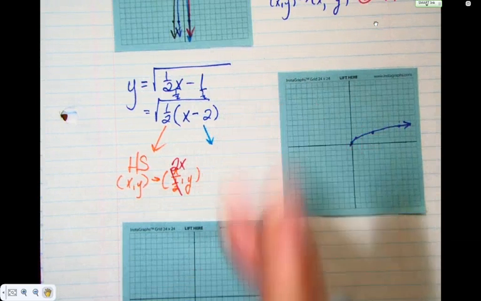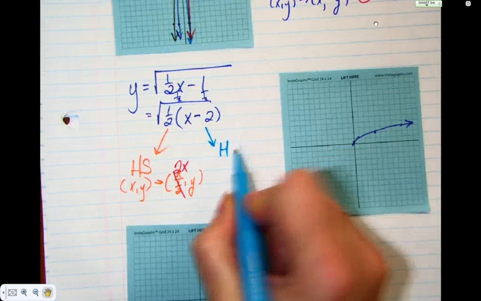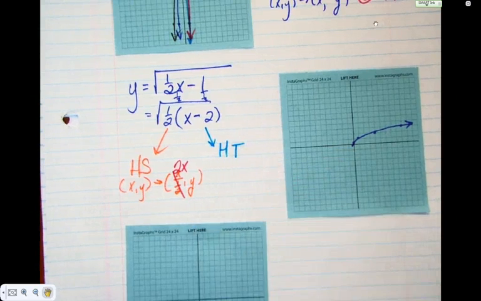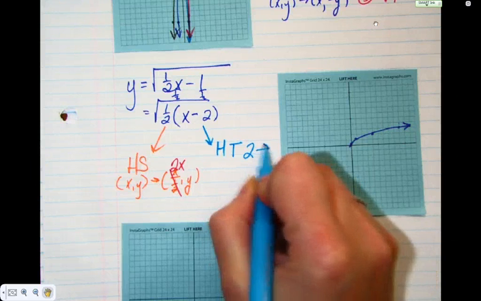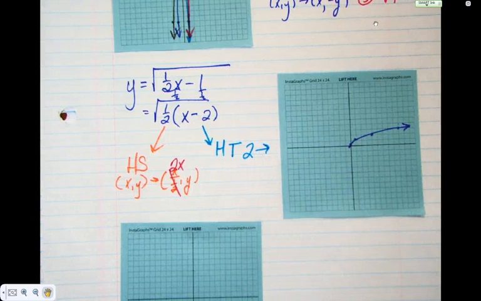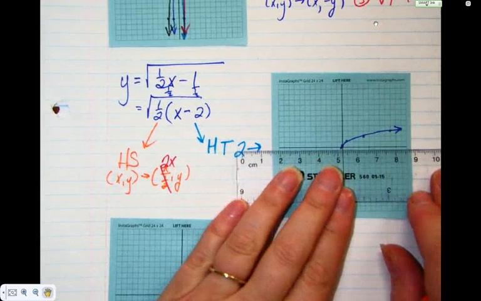Okay, minus 2 is inside the bracket, so it's horizontal. Subtracting 2 means it is a translation 2 units to the right. If you're a point person, do the points. I'm going to do it more visually because that's what people are struggling with.